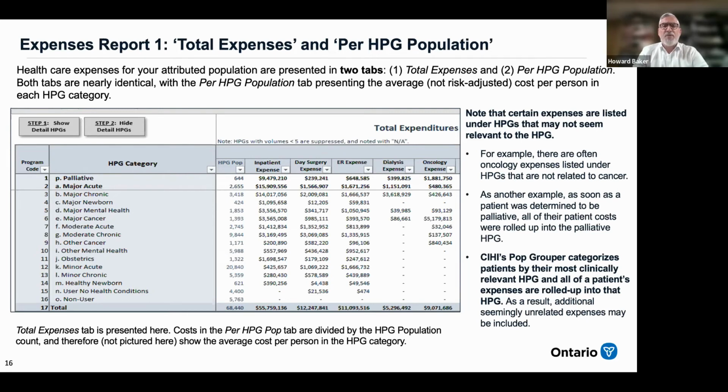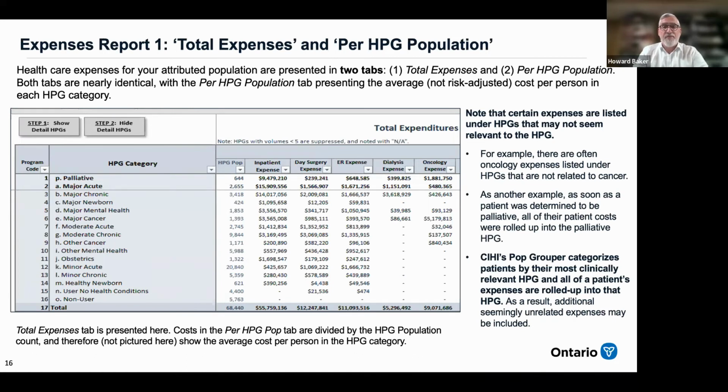In the per HPG population tab, which is not shown here, you will see the same table. However, costs are calculated as an average per person in each row. In other words, the average cost you see in this tab will represent the total cost divided by the HPG population count. Now, keep in mind that these data are not risk adjusted for age, sex, or any other potential determinants of health.